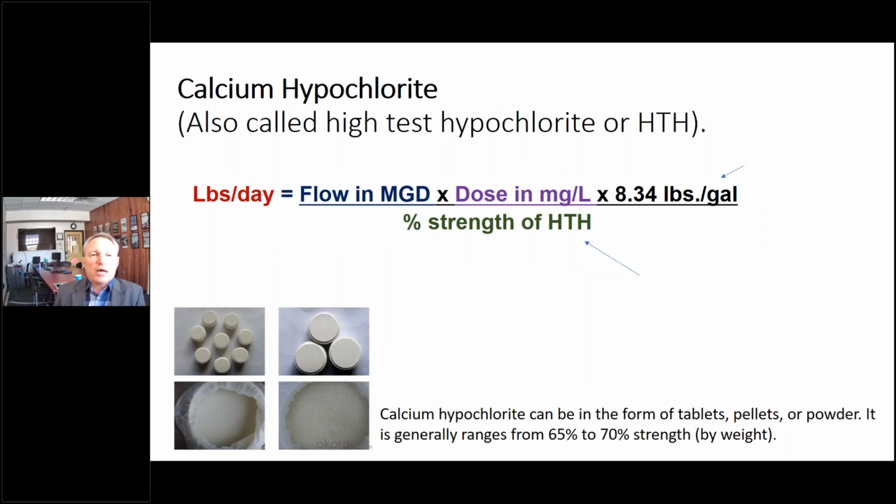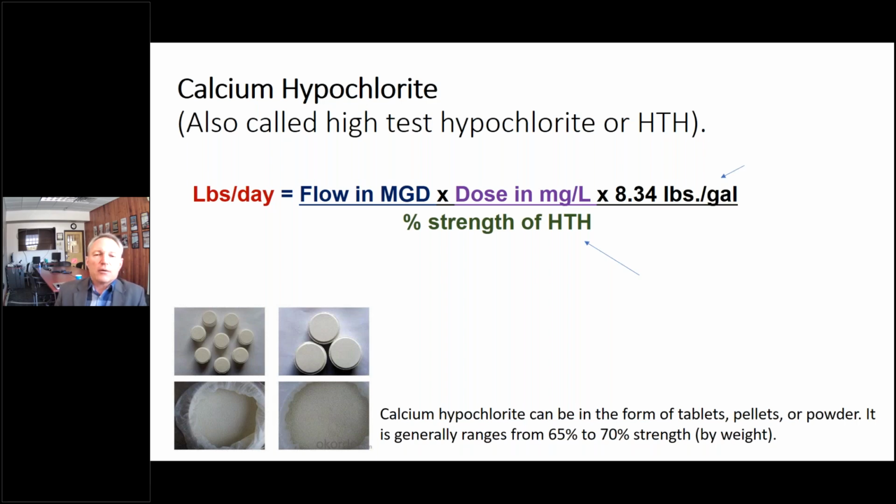Lastly, the last feed rate we'll look at is for calcium hypochlorite. And this can be a little bit confusing because sometimes we use calcium hypochlorite just to make a liquid solution. But at other times we use it in the form of tablets or can feed it directly with some kind of an erosion type feeder or a tablet feeder.